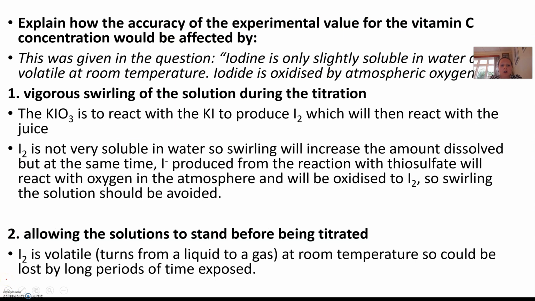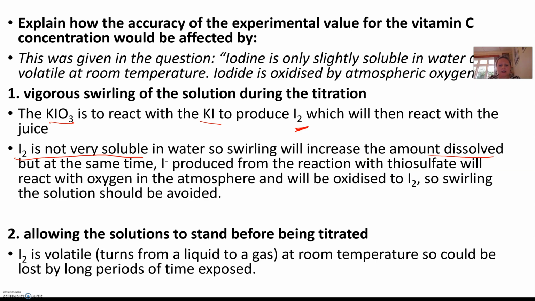Okay, so the first one that we're going to talk about is the vigorous swirling of the solution. Now, when you put the KIO3 with the excess KI to produce I2, the I2 is not very soluble, and we actually do this titration in scholarship one time. We'll probably end up doing it in the term 3 holidays. So when you swirl, you will increase the amount that dissolves, which is a good thing because you don't want the solid iodine.